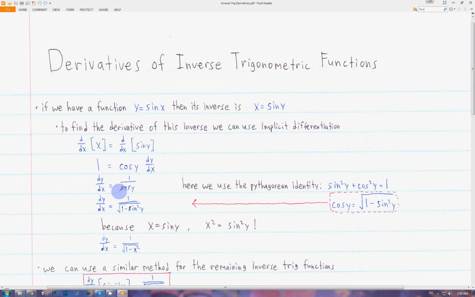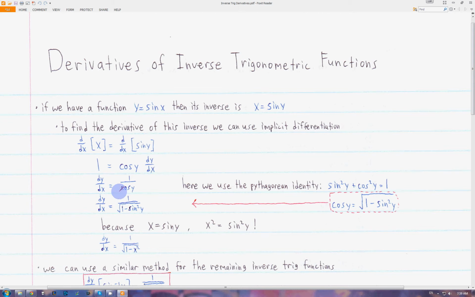So if we solve for cosine y, we get cosine y is equal to the square root of 1 minus sine squared y. And then we can plug this expression back into the equation, so we get that dy dx is equal to 1 over the square root of 1 minus sine squared y.